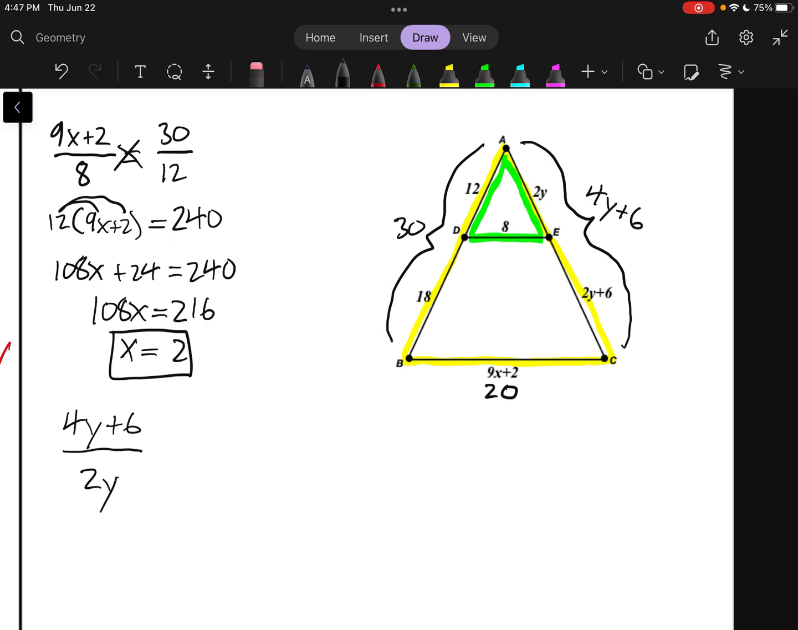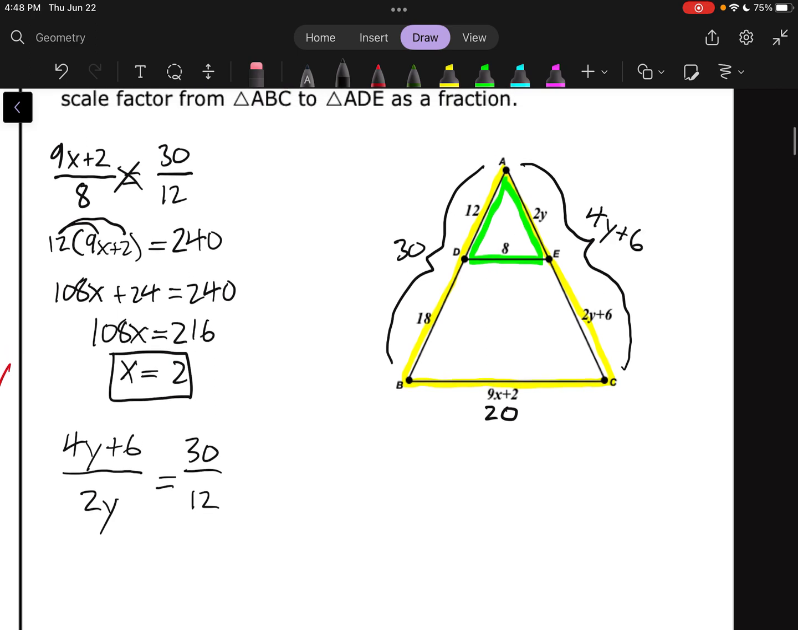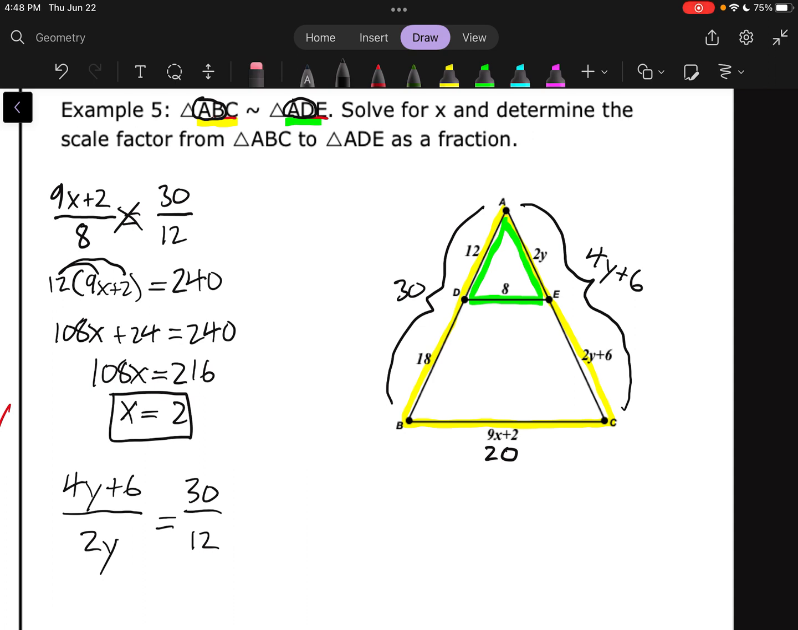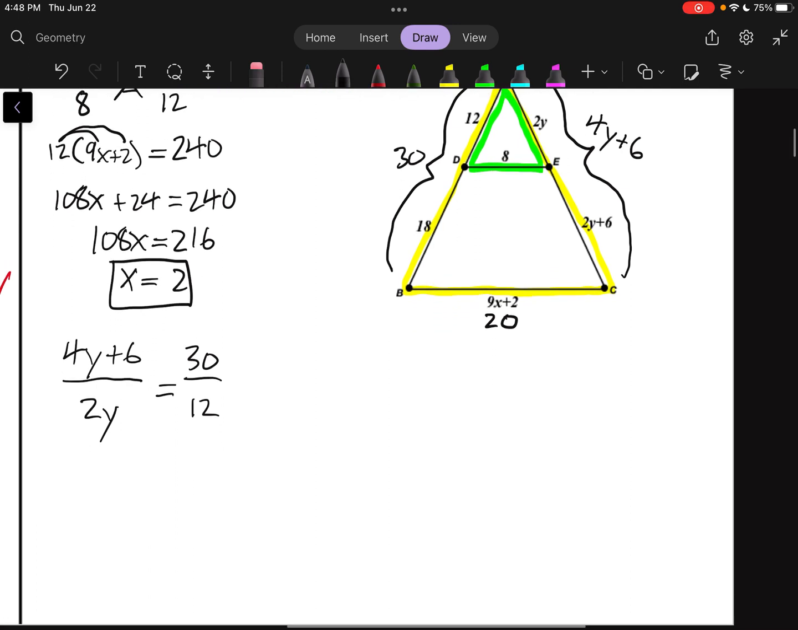So right side of yellow triangle over right side of green triangle equals left side of yellow triangle over left side of green triangle. Okay, so whole right side over top right side equals whole left side over top left side. And you can see it in the letters there by me doing AC over AE, right? All right, so we got the equation. Let's cross multiply and solve now.